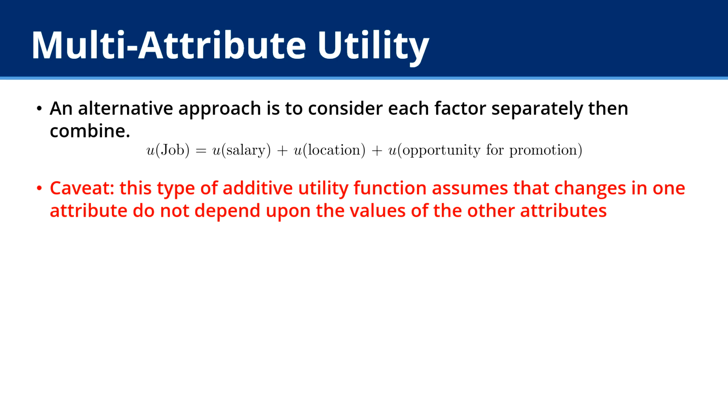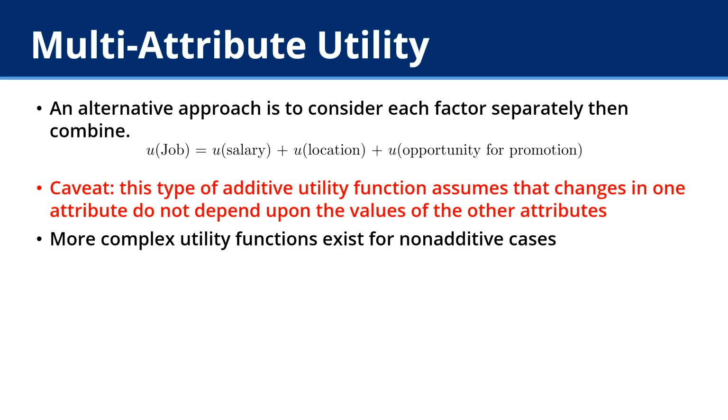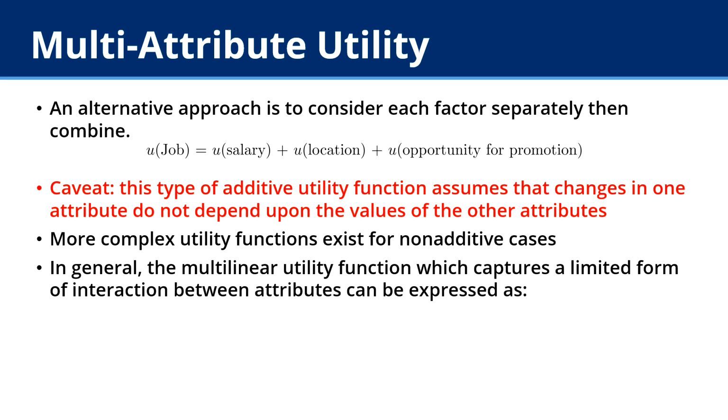So another way of going about this, a more complex version, is that maybe you don't do an additive case. You look for a non-additive case. The case that we're going to look at is a multilinear utility function, which captures a limited form of this interaction between the attributes. Again, there are many different ways to do this that are much more complex. But for simplicity in our discussion here, we're going to assume a very limited multilinear form that tries to account for this interaction between attributes.